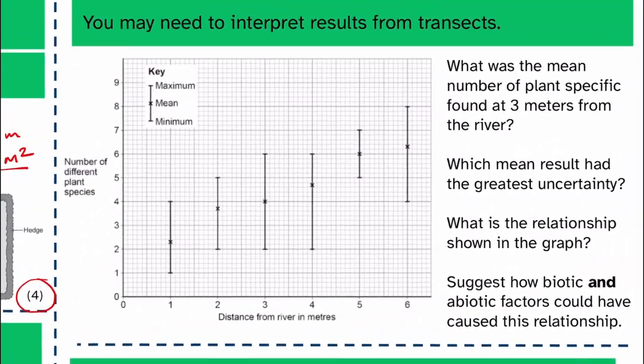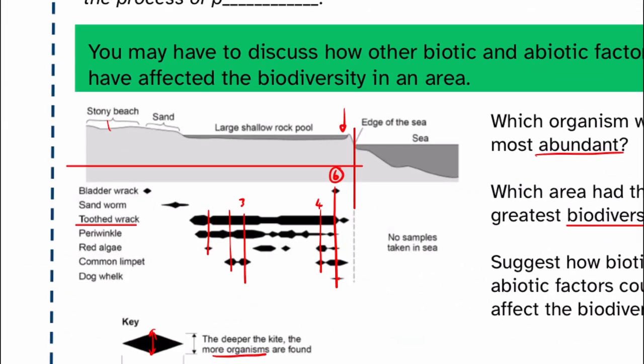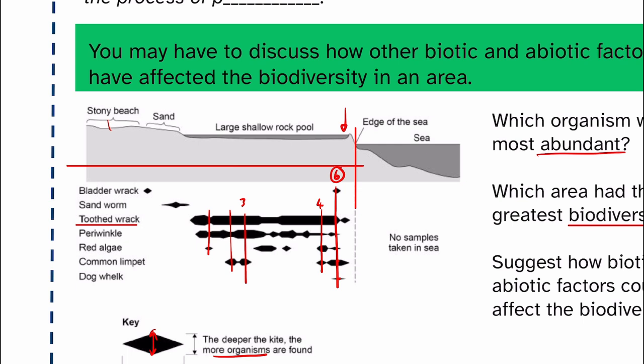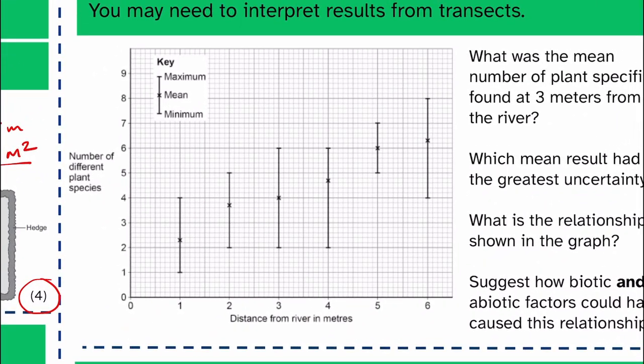Okay, the other thing you might need to do is to interpret some results from a transect. I've already showed you one result from a transect, and that's a really tricky one. That was a really high mark question. This one's not as bad. We're just given a graph. This was a distance from the river in meters. So basically, there was a river. Here's the end of the river. They put a tape measure, and they have gone every meter. So 1, 2, 3, 4, and so on. And they have counted the number of different plant species using a quadrat at each step. And they have done it multiple times because what they've got is a range here. That's why I've put it in.